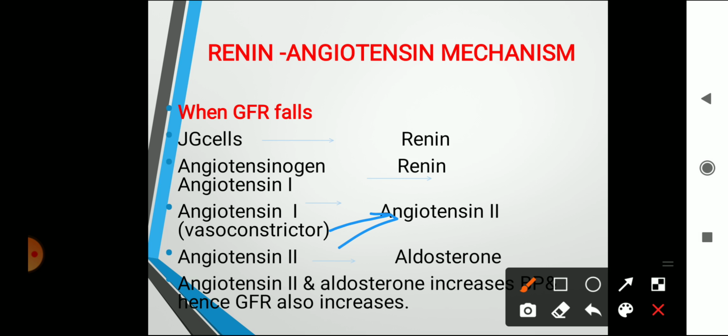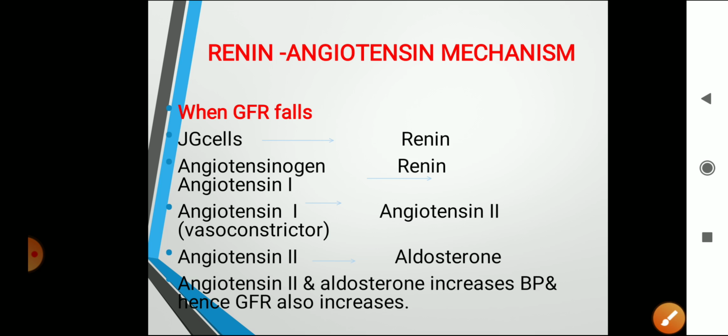Now, this angiotensin 2, what it does, it increases the glomerular blood pressure and thereby glomerular filtration rate also increases. Now, the second function of angiotensin 2 is it activates the adrenal cortex to secrete aldosterone. And what is the function of aldosterone? It helps in the reabsorption of sodium ions and water from the distal parts of the nephron. Thereby, the glomerular blood pressure increases and the GFR also increases. Hope it's clear, right? So this is a summary of that renin-angiotensin mechanism.